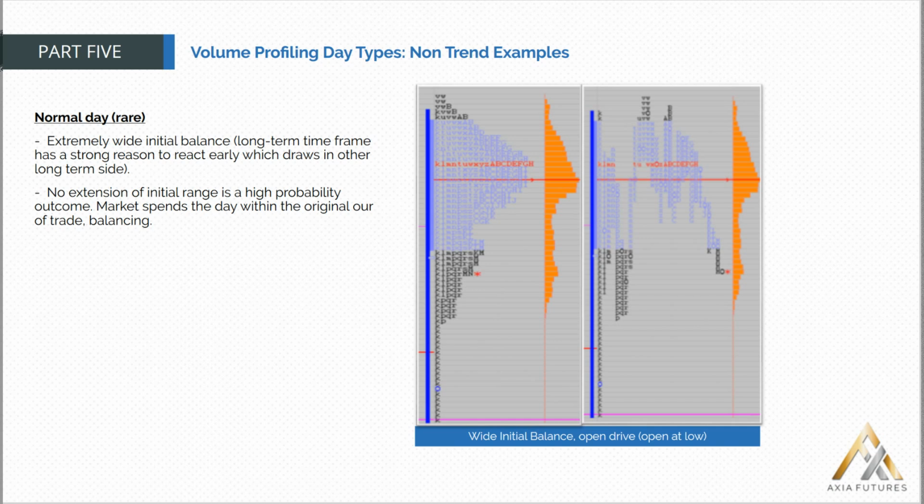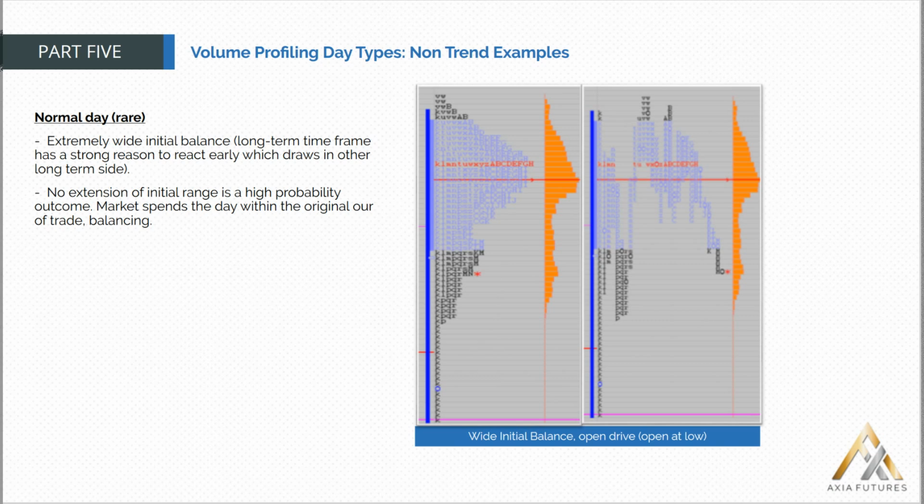The first day type in a non-trending market is the normal day. Now note, these are very rare to see. So there's one key characteristic that defines a market as a normal day. We have an extremely wide initial balance. So that initial hour of trade is a substantially bigger range than normal, so well above the average range.